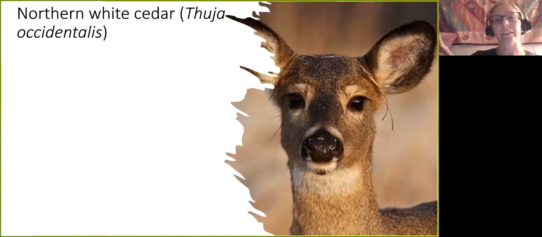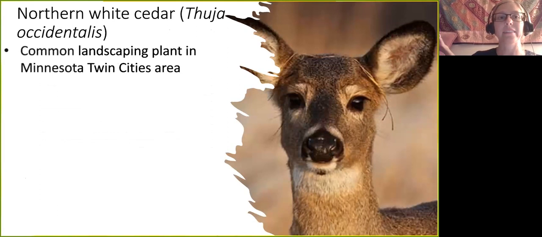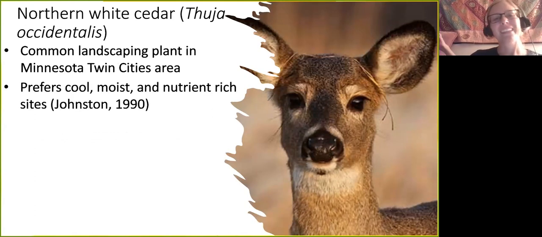Specifically in this research, I was interested in northern white cedars, or Thuja occidentalis. This is actually a common landscaping plant in the Minnesota Twin Cities area. It grows natively in more northern Minnesota, which was something I had not realized going into the research project, but I was able to find some that weren't as much landscaping trees.